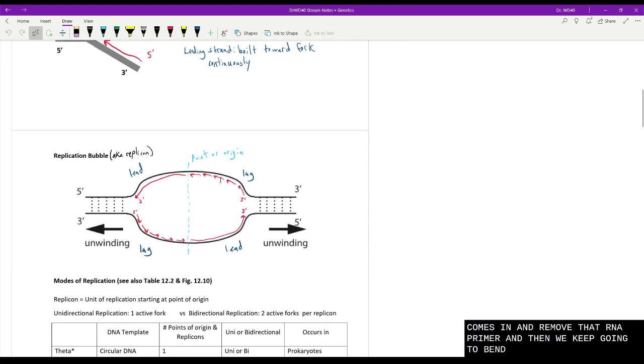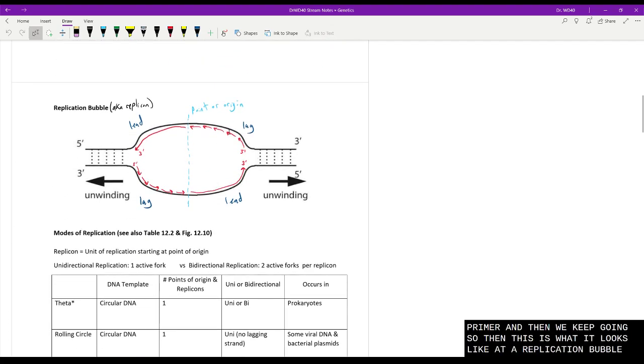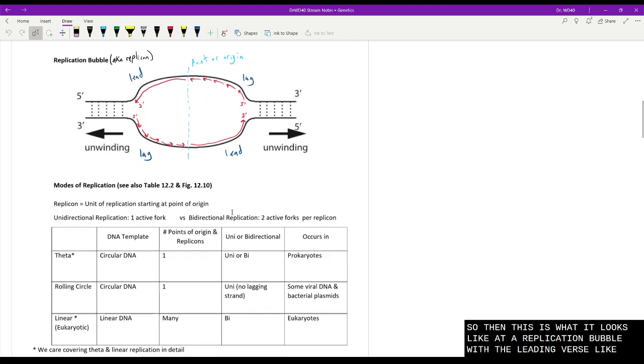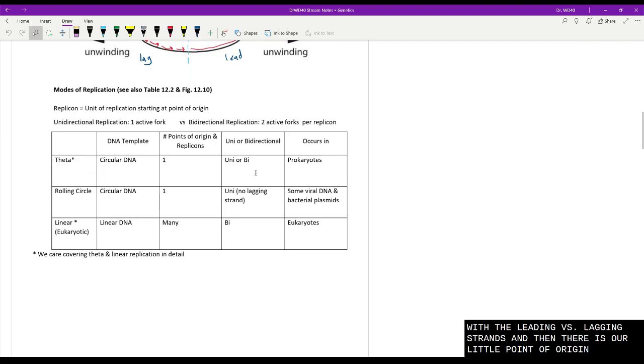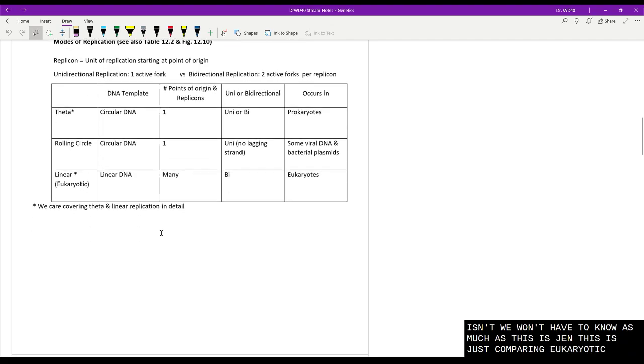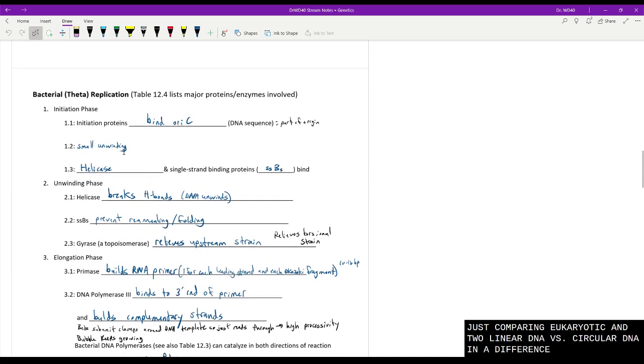So this is what it looks like at a replication bubble with the leading versus lagging strands. And there's our little point of origin. We won't have to know as much as this. Again, this is just comparing eukaryotic and linear DNA versus circular DNA and the different ways it could happen. So here for bacteria, we talked importantly about bacteria here. The origin of replication: that's one origin in bacteria.